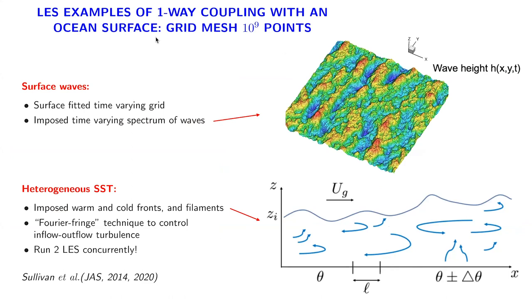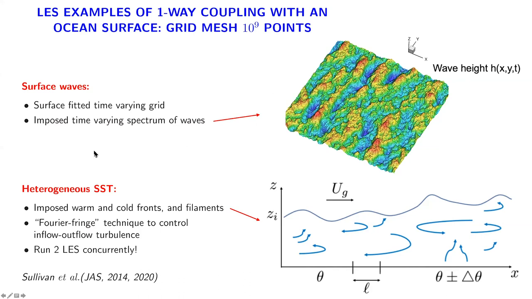These are LES examples of one-way coupling with an ocean surface. These are supercomputer calculations, 10 to the ninth points. In my modest opinion, supercomputers are underutilized to look at these kinds of phenomena. The first one is just surface waves. We're going to put in a surface-fitted time-varying grid and impose a time-varying spectrum of waves and watch what happens. Here's just a snapshot of what the lumpy surface looks like.